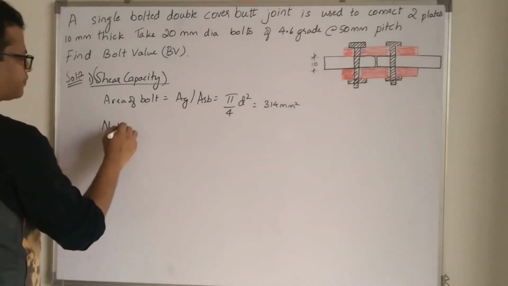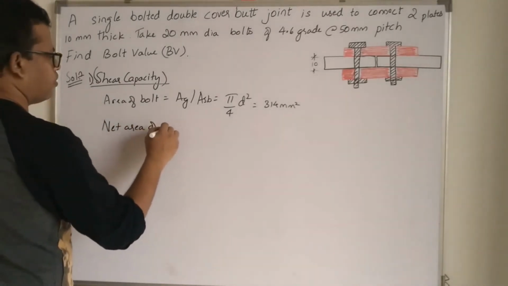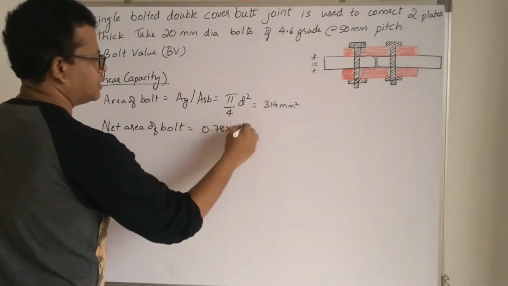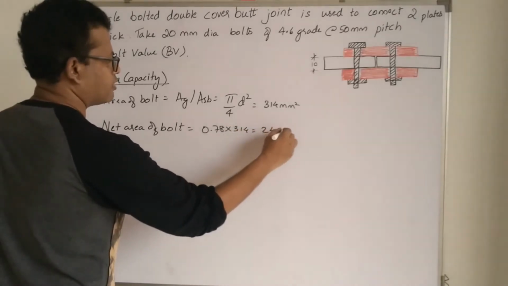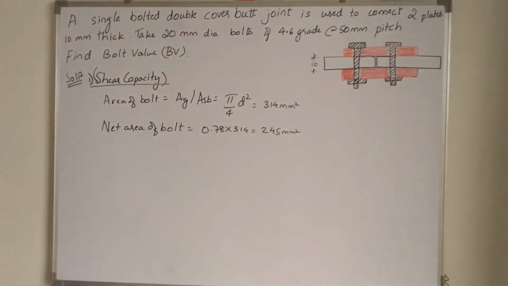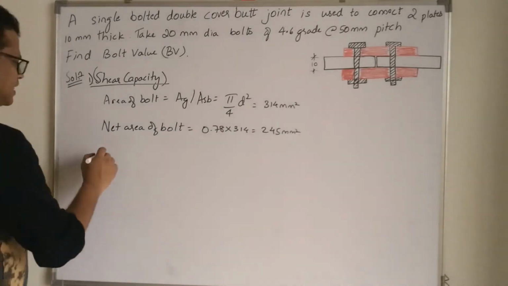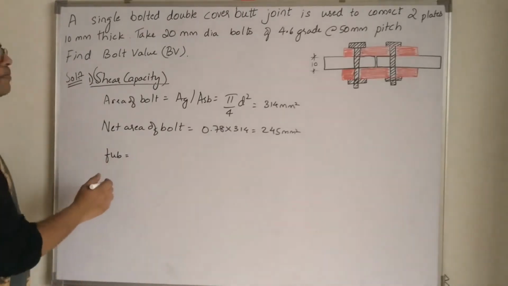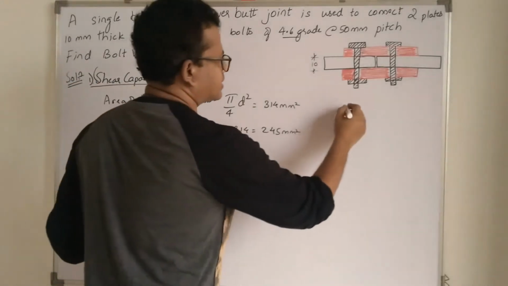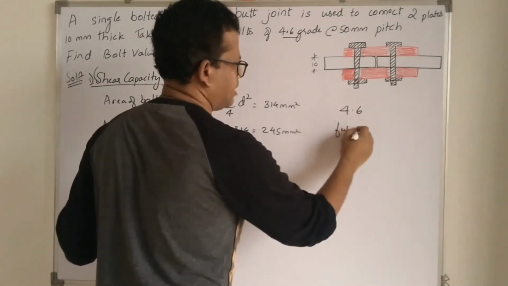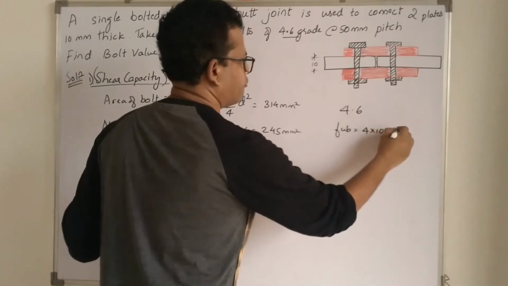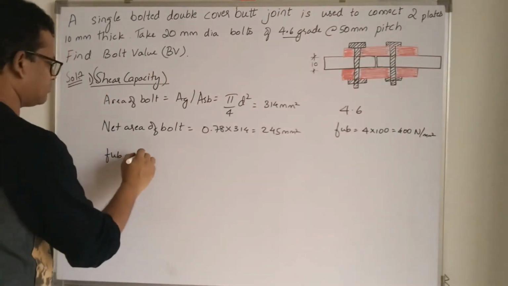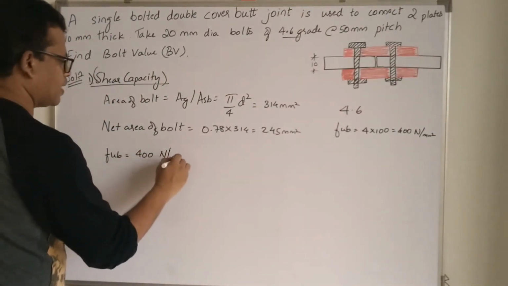Then net area of bolt is nothing but 0.78 times this value, 314, so it comes to 245 mm square. So first thing we have calculated. Then is FUB value. If you have not seen the previous video, you can see this. For FUB, we need the grade. Grade is 4.6. When the grade is 4.6, FUB will be 4 into 100, which is 400 newtons per mm square. So FUB value is 400 newtons per mm square.